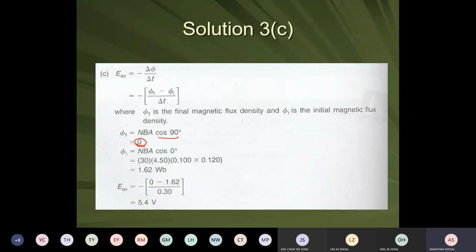It didn't put cos 90 also in the final line. It's going to be 0, and no area. So this one originally is the maximum flux, only NBA. I think you don't need to put cos 0. The initial flux is 1.62 Weber. So final flux minus initial flux over the time taken 0.3, minus 5.4 volts should be generated in the coil at the edge of the frame. Okay, 5.4 volt.